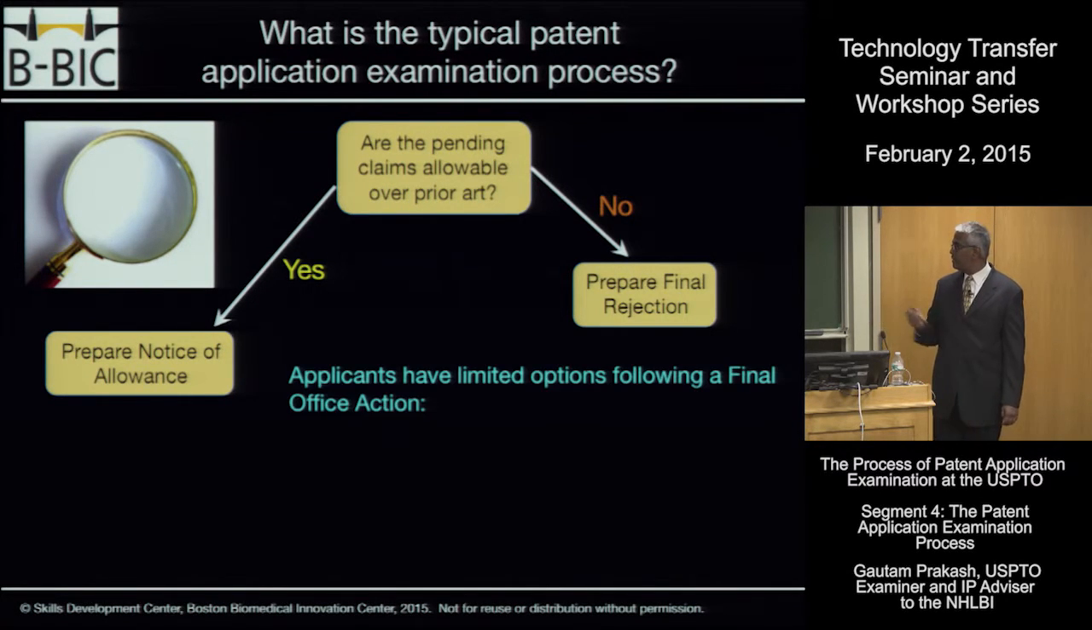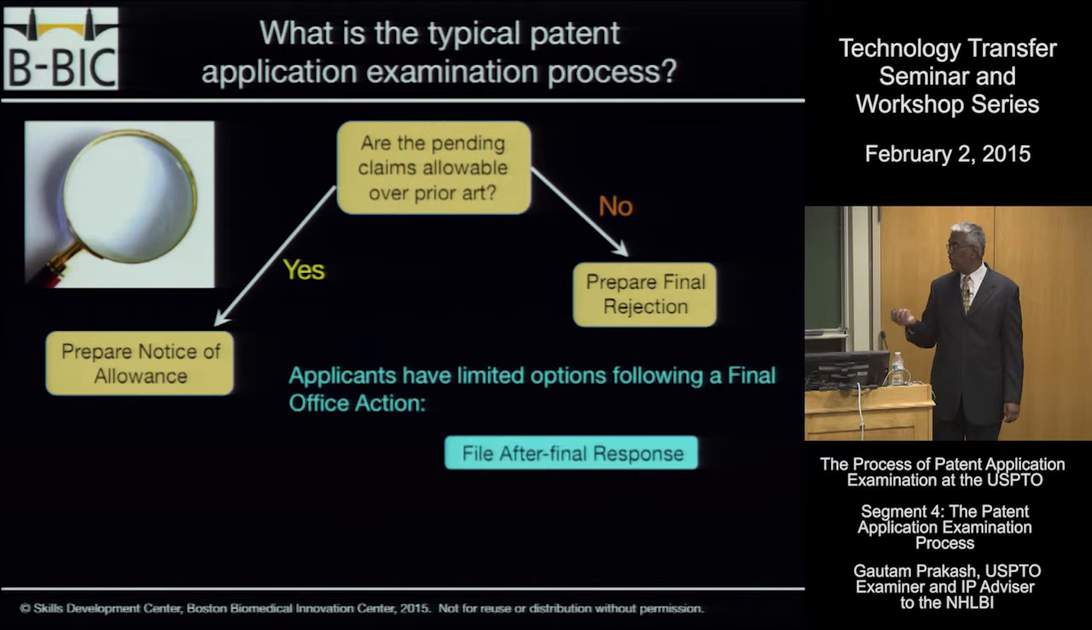So a final rejection limits your choices, because you've already had an opportunity to respond to what I've said. And your limited options after final are you could file an after final response, just like you filed a response after a non-final action. You could just say, once again, I'm amending the claims, examiner, you got it wrong, here's some evidence, right? That's all possible. Entry of an after final amendment is at my discretion, whereas entry of a response after a non-final is non-discretionary. I have to enter and consider the response that you had after non-final, I'm sorry. After final, it's up to me.